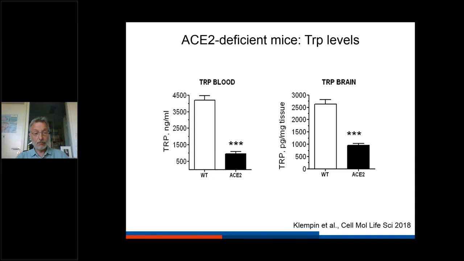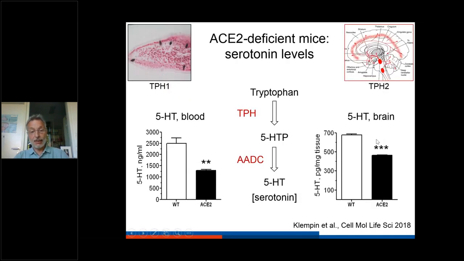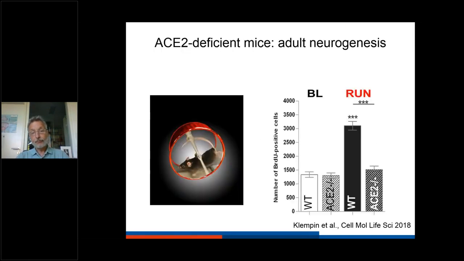In the blood, we have about half of serotonin. In the brain, it's about 30% less than normal. And so we checked the animals in behaviors and so on. I'll only show you one thing. This reduction in serotonin probably is involved in one of the effects we see.